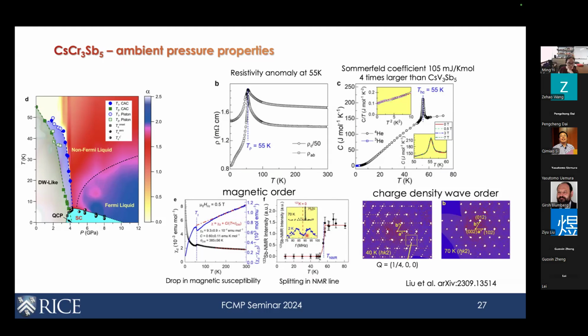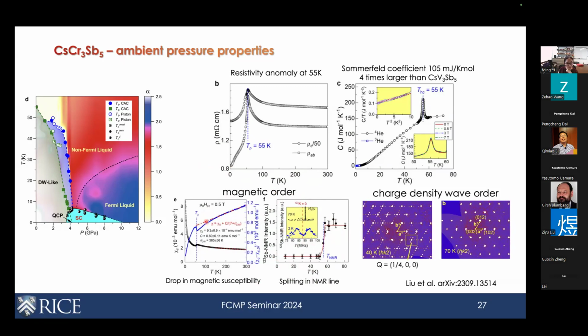And they also, from what I understand, discussed that this line width is broadened, which is more compatible with AFM type of magnetic order than ferromagnetic order. So this suggests that at least one of the transitions here is the magnetic order.